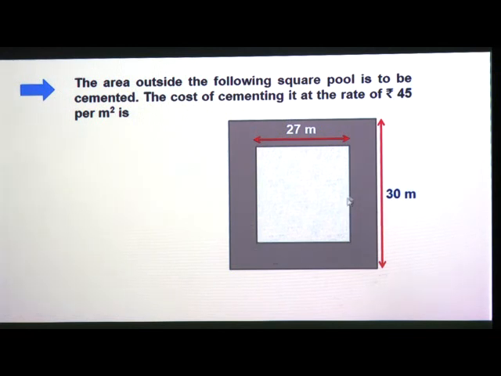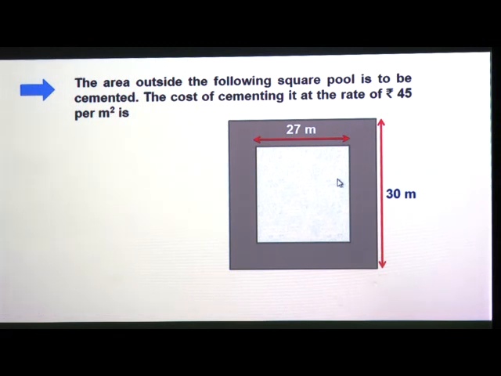So, what we had done? First we had found out the area of an outer square minus the area of an inner square. So, we are getting that the area to be cemented is equal to the subtraction of both the areas, outer square minus inner square.